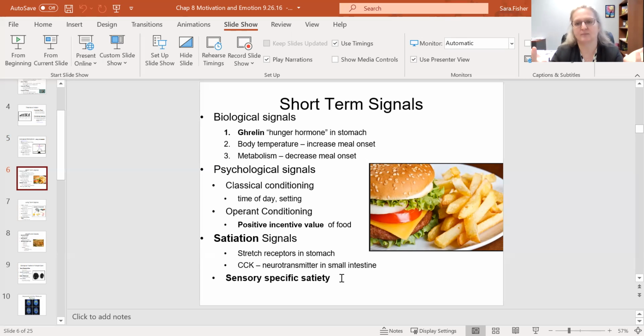I'm tired of ramen noodles. You go to the cabinet, that's all you have, the ramen noodles. I'm hungry, but I don't want any of that. That is sensory specific satiety. So the fewer choices you have, the less you will eat. That's also referred to as the cafeteria effect.